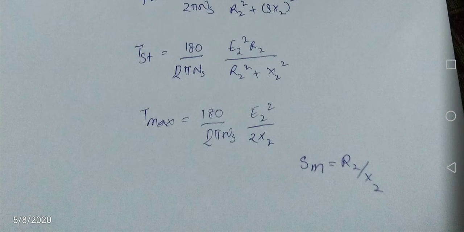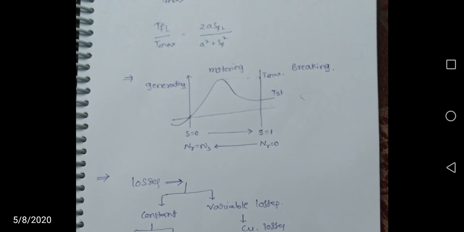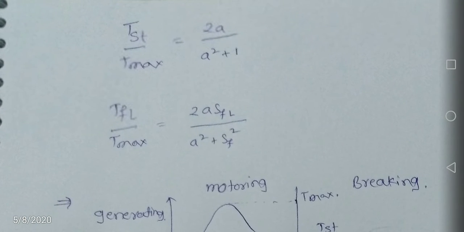Sm proportional to R2 by X2. So maximum slip Sm equal to R2 by X2. The maximum slip depends upon the rotor resistance but not maximum torque. Starting torque depends upon the rotor resistance. Starting torque is proportional to rotor resistance. So starting torque by maximum torque equal to 2A by A square plus 1. Here A is R2 by X2.